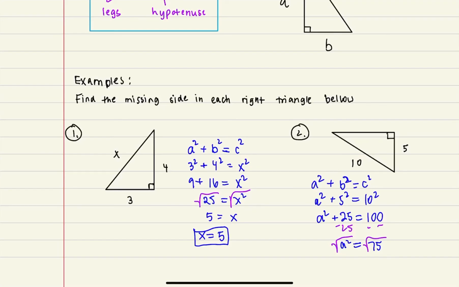So we're square rooting both sides, and remember, we have to simplify the radical. We can't just leave it as the square root of 75 because this radical can be rewritten as the square root of 25 times the square root of 3. 25 is a perfect square, so the length of a is 5 square roots of 3, and we're going to leave it like this. We're going to leave it in simplest radical form because that's the exact answer.